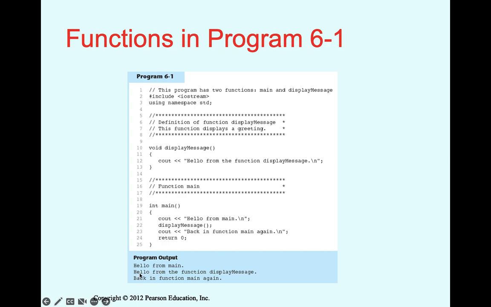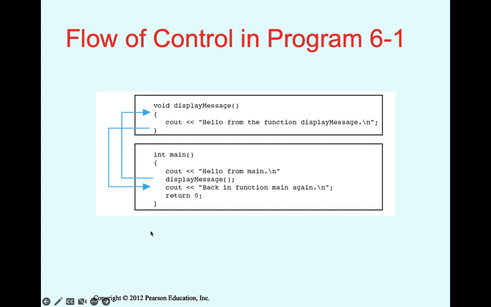So the output is: hello from the main, hello from the function displayMessage, back in the function main again. I want to mention that although this function appears first, the running of the program starts from the main function. So the running will start from here, and then if we call a function, we will go here and come back. So you see how it's working from the main, and then we call displayMessage. We will leave the main, execute this function, and come back to the next statement in the main.